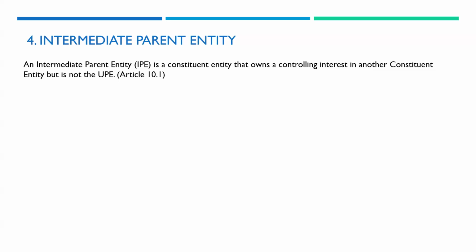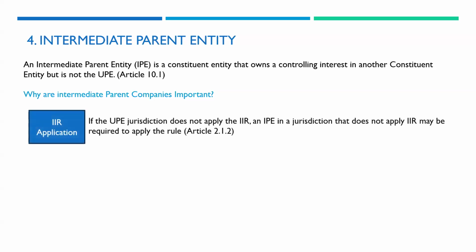Yes. Okay. So why are we talking about the IPE, if I have already told you that it is the UPE which is going to apply the IIR? What is the whole relevance of the IPE? Let's understand why they are important. Sometimes the UPE's jurisdiction does not apply the IIR, because they are in Bermuda or some other country which does not have a Pillar 2 framework. Then the onus comes to the IPE. The IPE would have to see what constituent entities are inside it and apply the IIR.